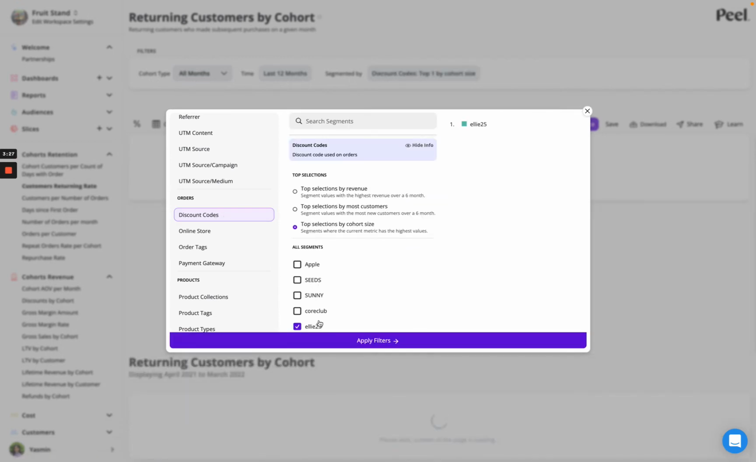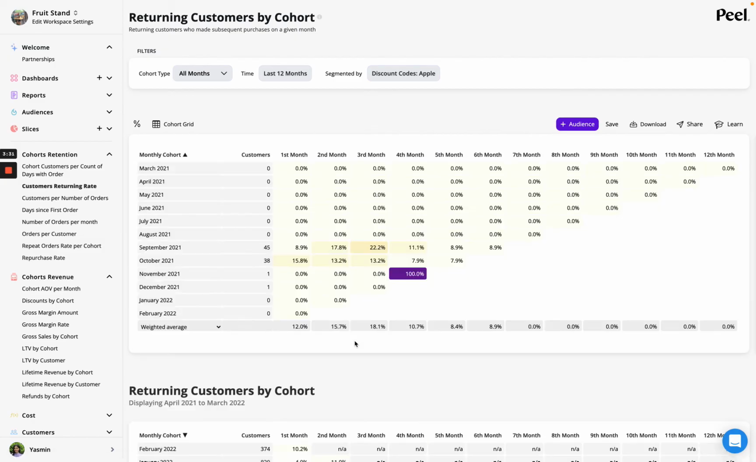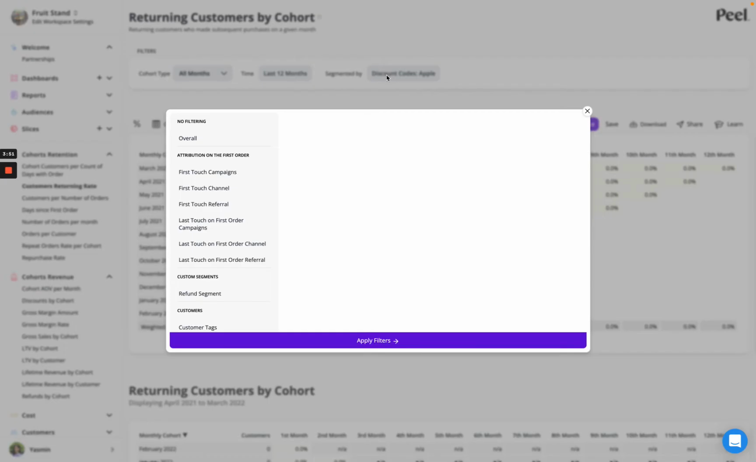So people who came in on the discount code, let's say Apple. Okay, so this only happened in September and October, and this is what the repurchase behavior looks like for them. 15.8% of the 38 customers came back and bought something else in October, and then 13.2%. That's the way you can look at it.